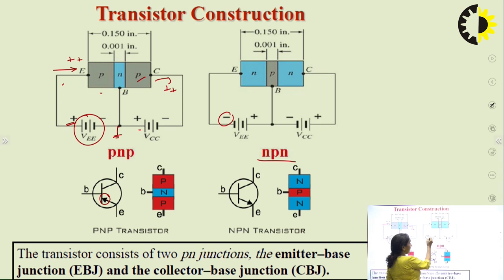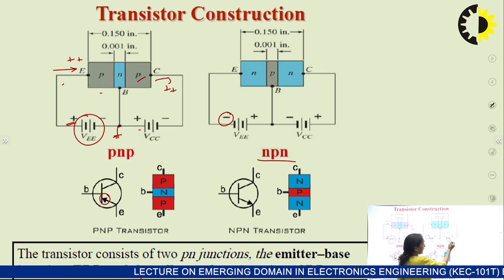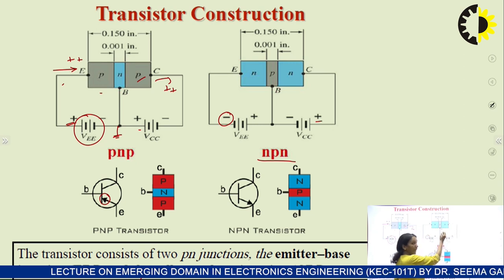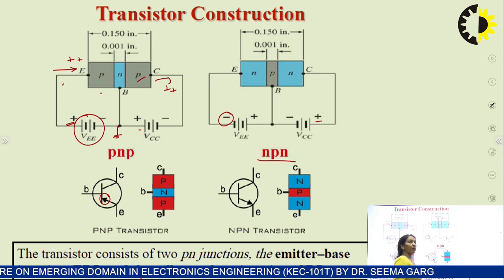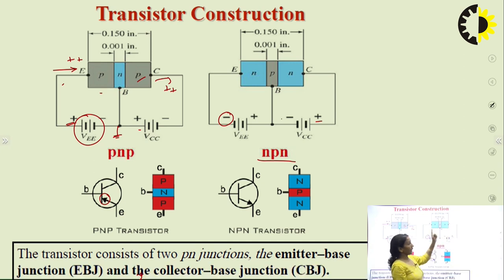In case of NPN transistor, again emitter terminal is forward biased. That is why this negative terminal is connected to the N-type of material and positive is connected to the base, that is P-type of material. And collector to base terminal should be reverse biased. So the collector is N-type, and we have to reverse bias the collector terminal. That is why this positive terminal of the battery is connected to the collector terminal and the negative terminal is connected to the P-type of the material.